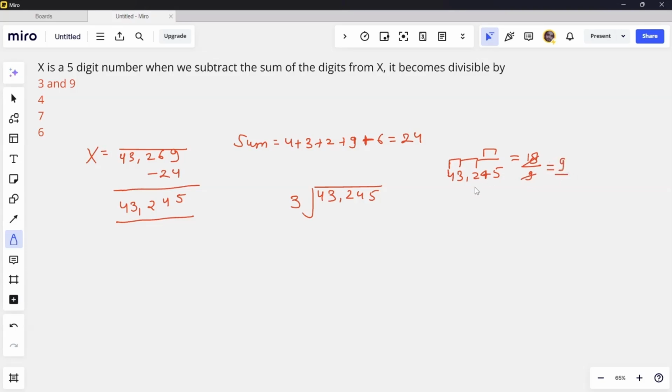Now this is the same rule. This is the same divisibility rule of 3 and 9. If the sum of the digits is divisible by 9, it means the number is divisible by 9. If the sum of the digits is divisible by 3, it means the number is completely divisible by 3. So we can say this number is exactly divisible by 3 and 9. So the first option is the correct option.